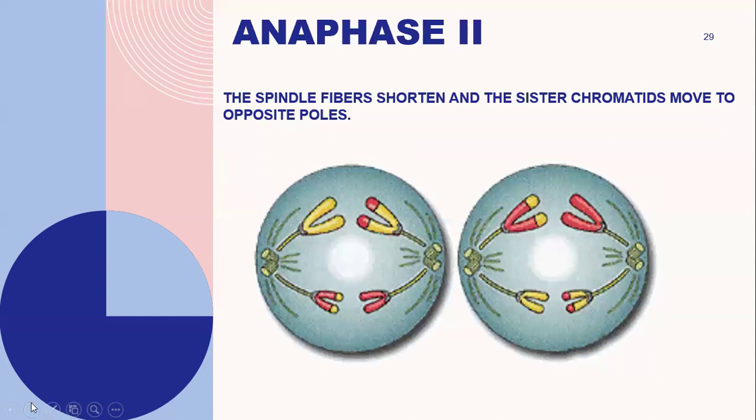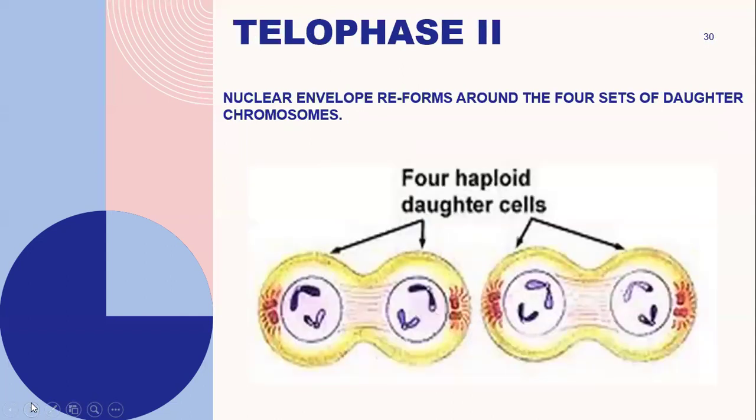Then we have anaphase 2. So in anaphase 2, now sister chromatids are separated from each other and migrate to opposite poles. They are put to the opposite poles. In anaphase 1, it was a whole chromosome being put to an opposite pole. But in anaphase 2, it is a sister chromatid. I hope we're getting those points.